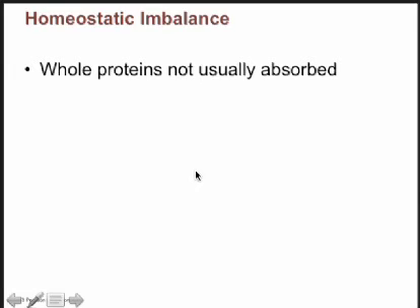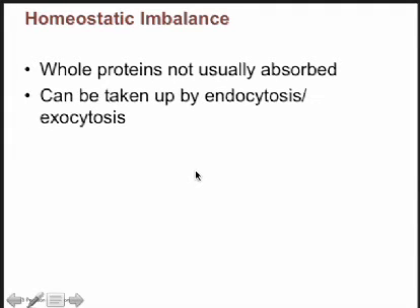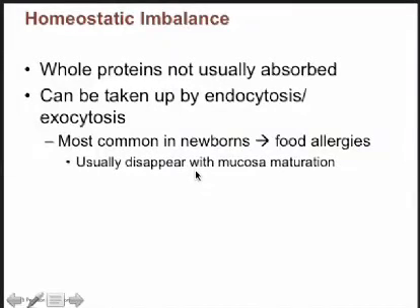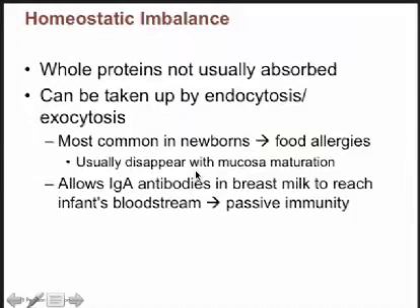Occasionally, we can have homeostatic imbalance with regard to absorption and secretion. This can affect the digestive system, in particular the small intestine. Whole proteins are generally not absorbed. They can be taken up by endo and exocytosis, as is most commonly seen in newborns with the phenomena of food allergies. This usually disappears with the maturation of the mucosa. This allows IgA antibodies in the breast milk to reach the infant's bloodstream, and this provides passive immunity. So this is an unusual example of whole protein entering the bloodstream.